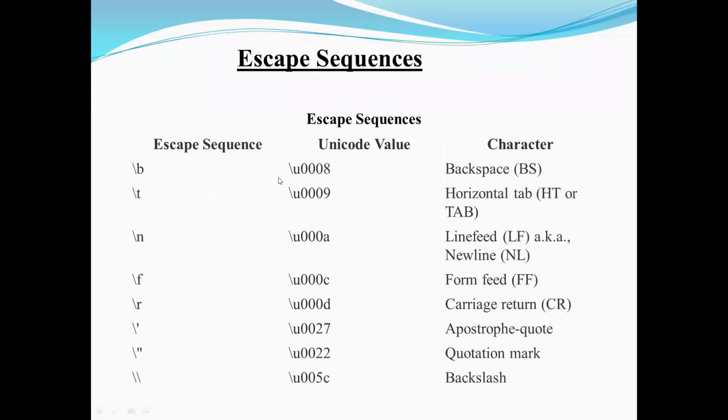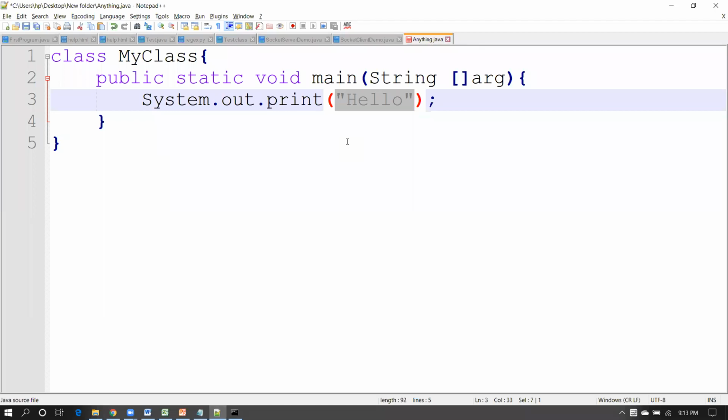Next is escape sequences. Escape sequences are special combinations of characters. Whenever they come into your print statement, these values will be escaped and printed as they are. Yesterday I gave you an assignment to print hello world in double inverted commas. I hope you all have done that assignment. Is there any problem doing that?